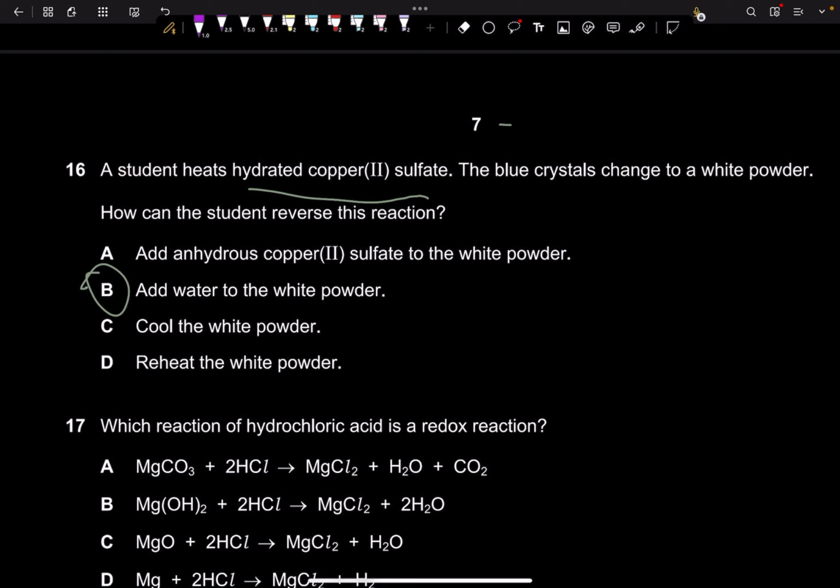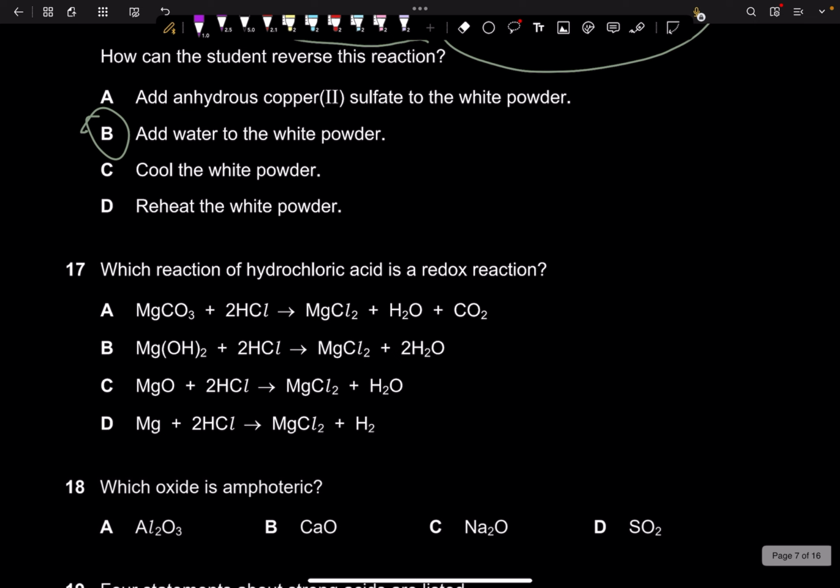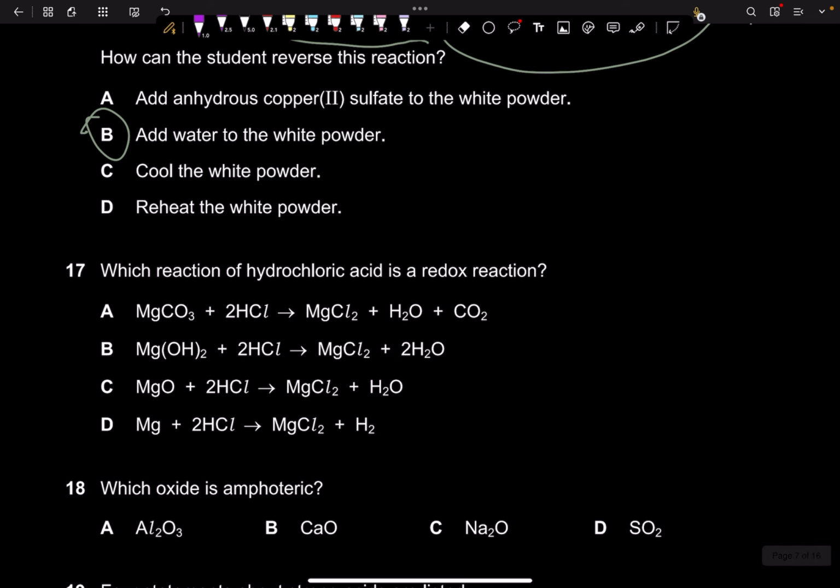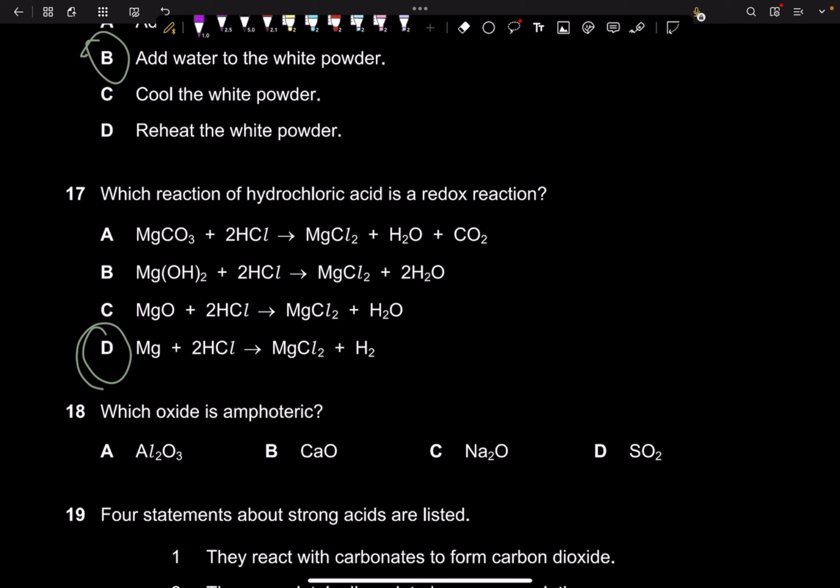ठीक है, हीट करने से हमने उसका वाटर लिया, अब हम उसमें दोबारा वाटर डाल देंगे, it's going to turn to the same thing. Which reaction of hydrochloric acid is a redox reaction? Okay, what do you guys think? This one is going to be a redox. How did I exactly know in 1 second which is going to be a redox? Let me share this trick with you.